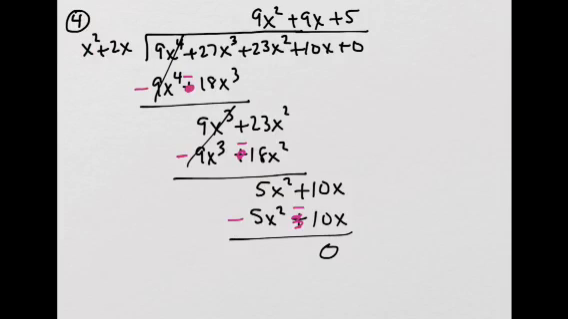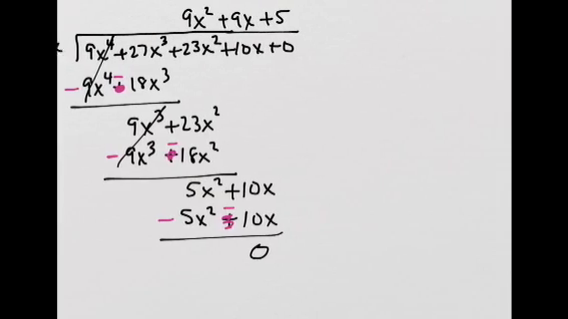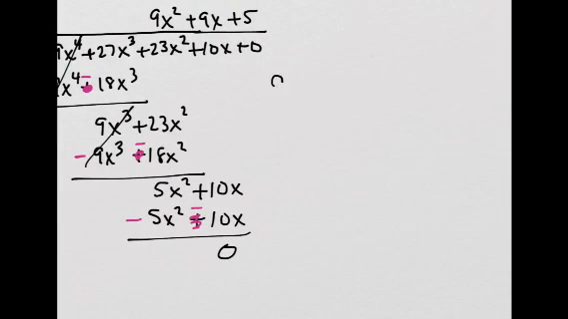The remainder is 0. Okay, so then what that means is that these are both factors. This one and this one are both factors of this polynomial right here. Okay, so the answer, the quotient, is 9x squared plus 9x plus 5. This is the answer.